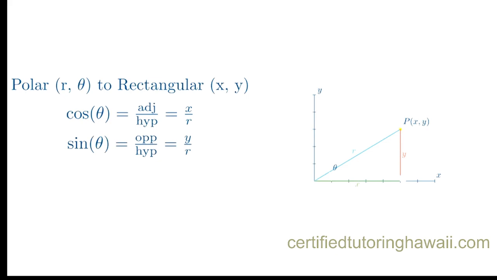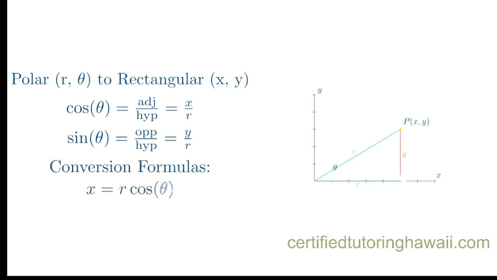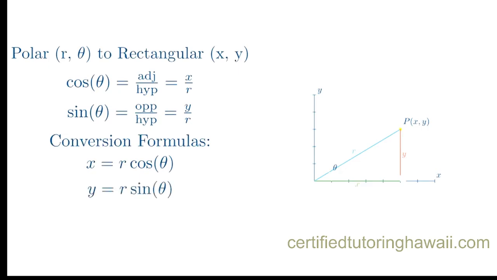Using our basic trigonometric definitions, we know that cosine theta equals the adjacent side over the hypotenuse, which is x over r, and sine theta equals the opposite side over the hypotenuse, or y over r. Rearranging these equations gives us our conversion formulas. So, our two key formulas are x equals r times cosine of theta, and y equals r times sine of theta. These allow us to find the x and y coordinates of any point if we know its r and theta values. Let's work through an example of this conversion.